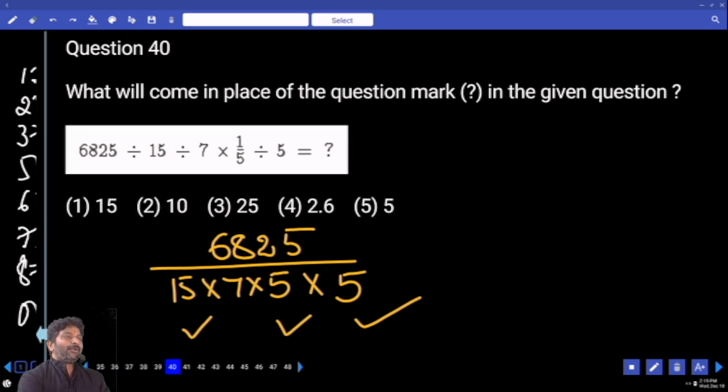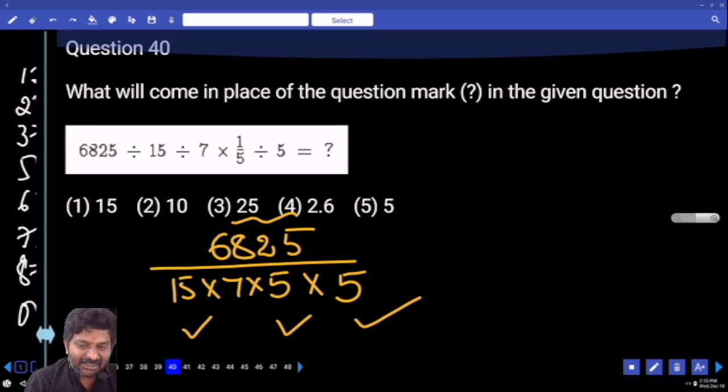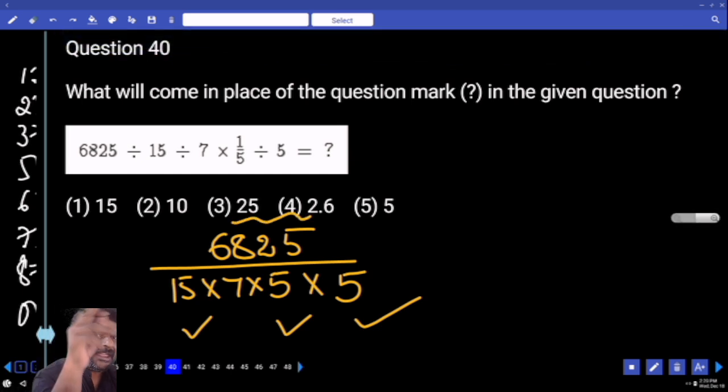In denominator, do you have a 5 cube multiple? Yes or no? So to check whether a number is a 5 cube multiple or not, do you have to see the last 2 digits or 3 digits or 4 digits? Last 3 digits. What is your last 3 digited number? 825. Is it a 5 cube multiple? So will you get an integer as your answer? Fourth final answer then.